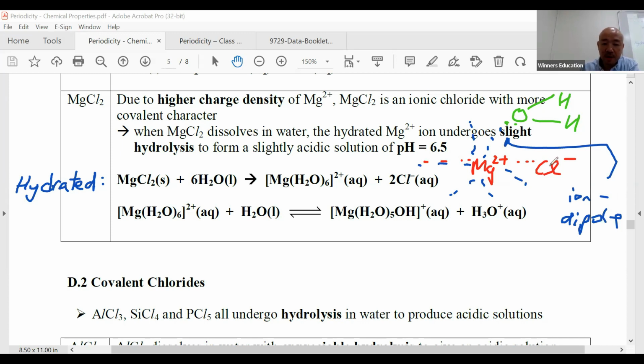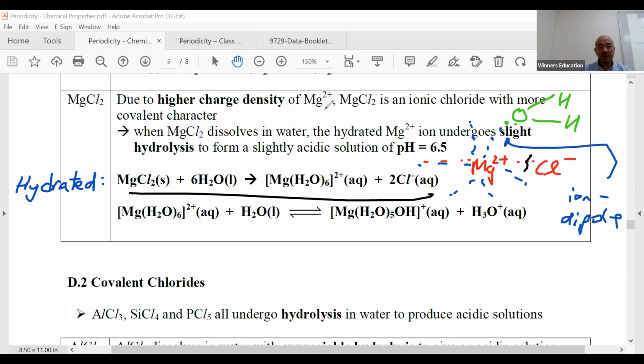And therefore, you break the electrostatic force of attraction. Now, chloride, why don't we also put 6 water over there? Nothing wrong, you can put, but the chloride there doesn't affect our pH, so we don't show it. Understand what I'm doing? Make sense? All we want to show is why the pH is 6.5. The chloride there won't affect the pH, so we don't show. So this is your hydration equation, 1 mark in exam.